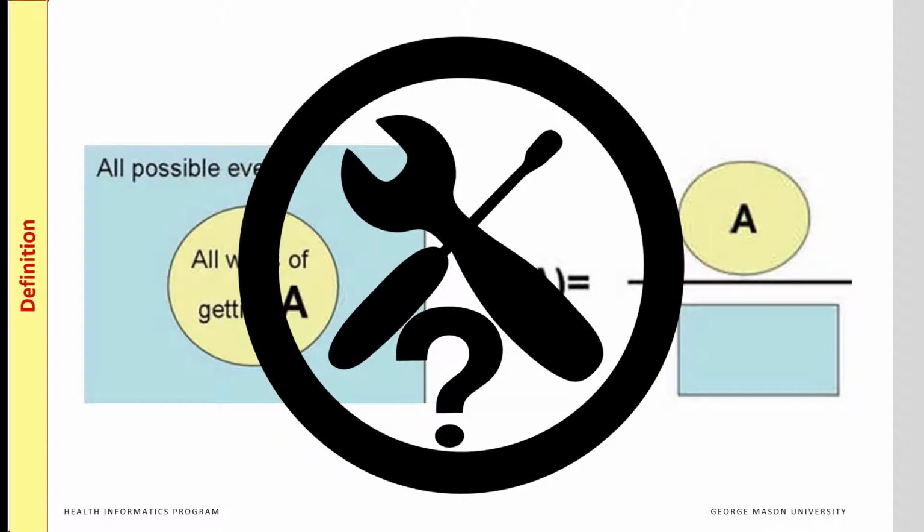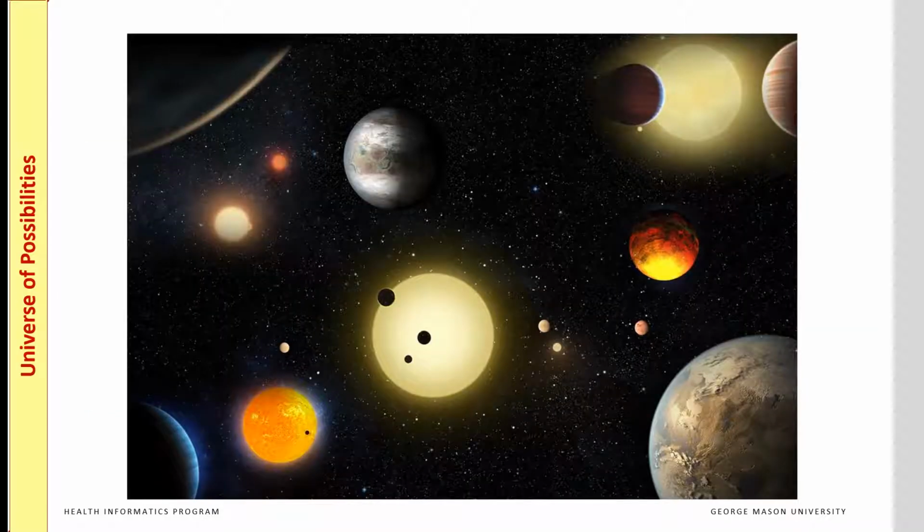We have provided now a simple definition of probability as the ratio of counts of the observed event to the counts of all possible events. But the question remains, is this definition practical? The universe of possibilities is an important part of defining the concept of probability. Of course, counting the universe of possibilities is an impossible task.